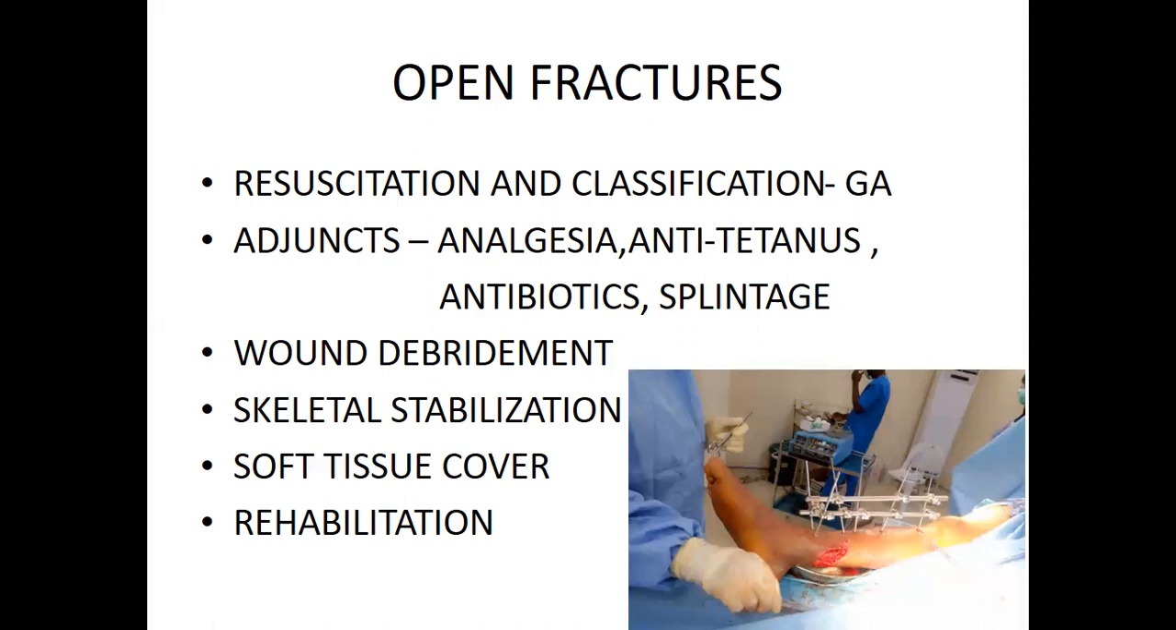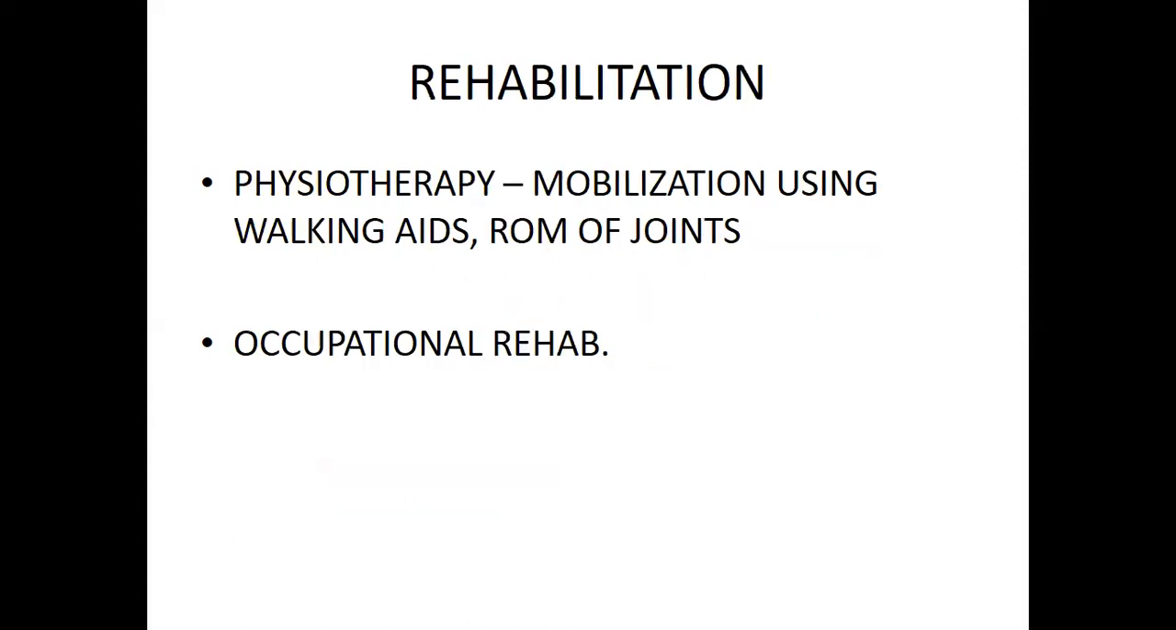Next slide. So in the management of open fracture, these are the principles. First of all, you rescue the patient, you resuscitate the patient. After resuscitation, you give your antibiotics and your anti-tetanus prophylaxis. Then you take the patient to the theater. You do a wound debridement. It's a surgical way of getting rid of the wound's dead and dying tissues, as well as foreign bodies and contaminants. So you want to render the wound clean. And after that, you ensure your soft tissue cover and you rehabilitate your patient.